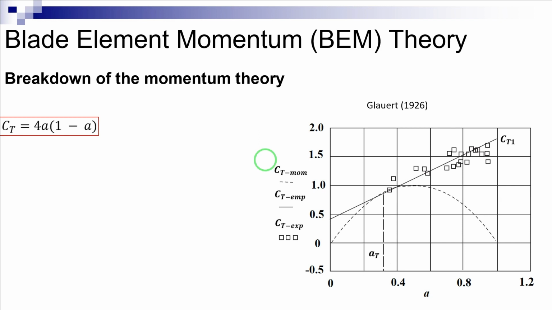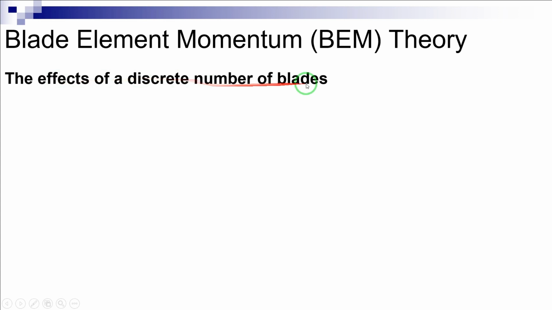The effects of a discrete number of blades. The BEM theory assumes that every fluid particle that passes through the rotor disc interacts with the blade. In other words, the momentum loss is the same among all fluid particles. However, due to a limited number of blades of a wind turbine, there will be almost no interaction between the majority of the fluid particles and the blades.